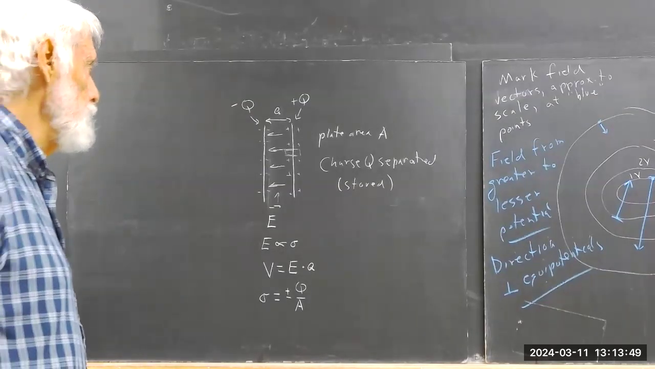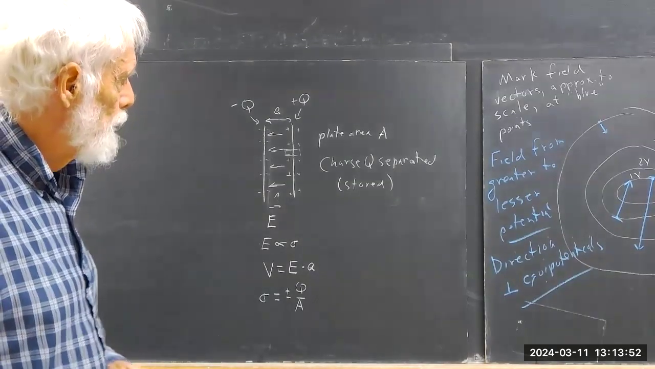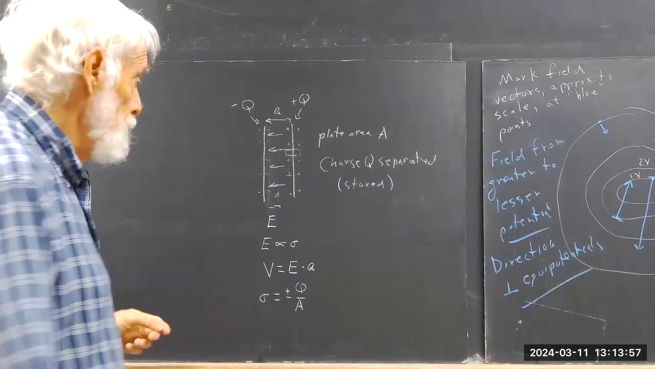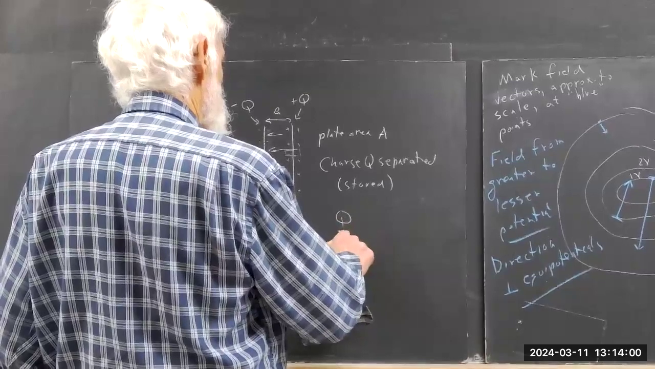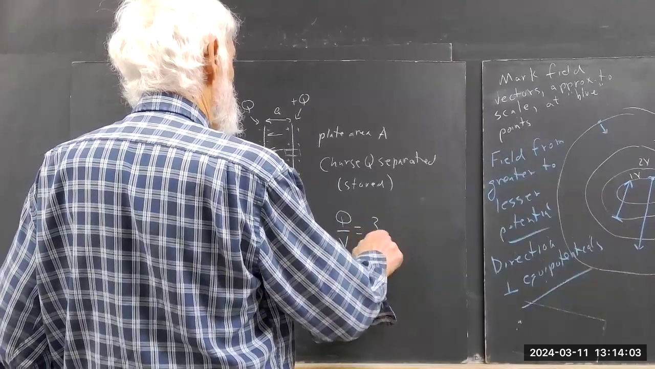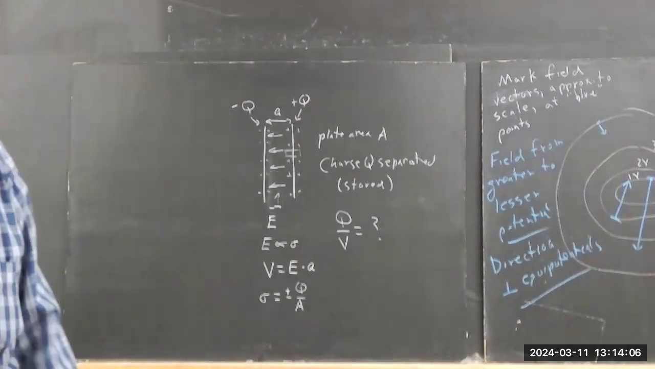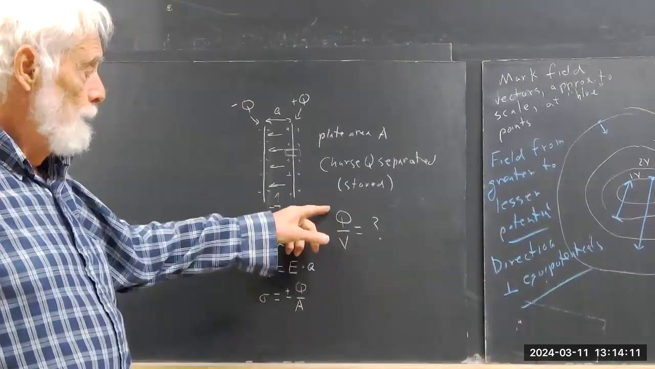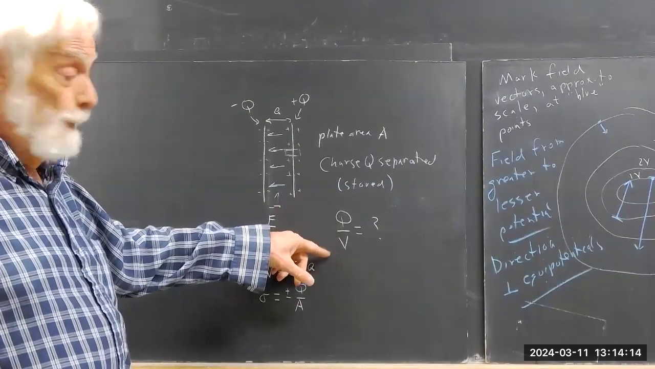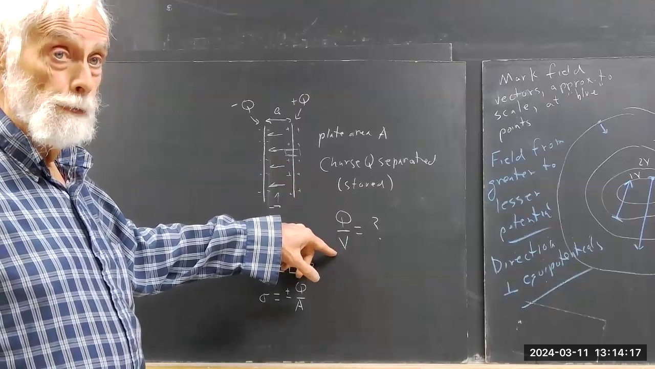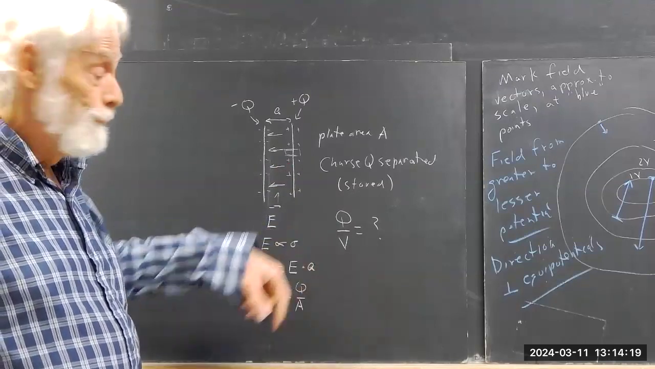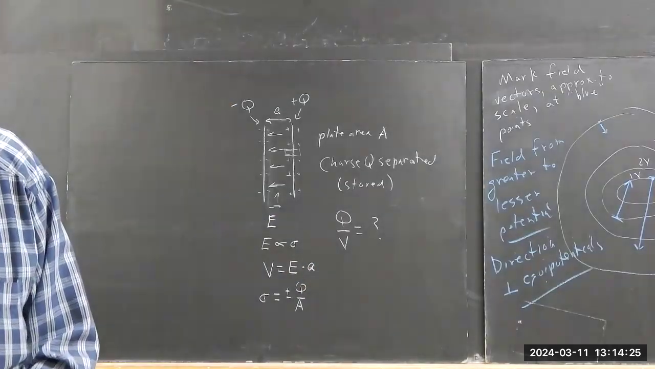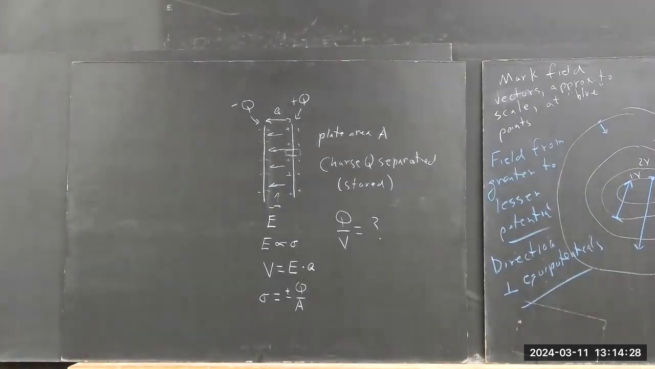How about we calculate the ratio of stored charge to the voltage? What is Q over V? And this is an important quantity because it tells you for a given voltage how much charge. If this is large, it means you can store a lot of charge without a whole lot of voltage. I thought that's a really important quantity. We'll give it a name in a minute, but let's figure out what it is.